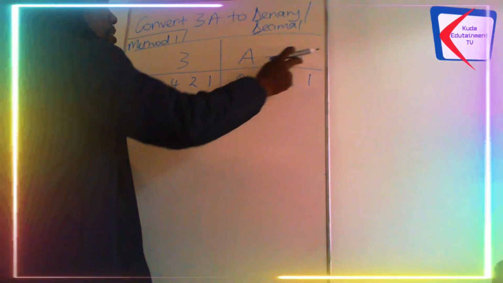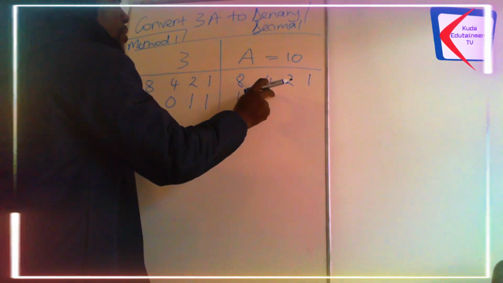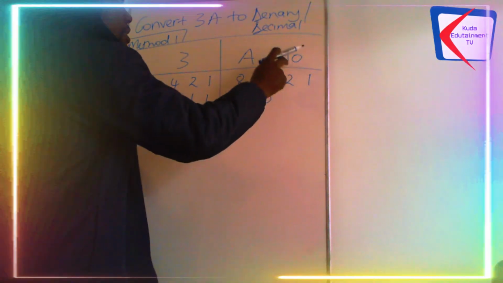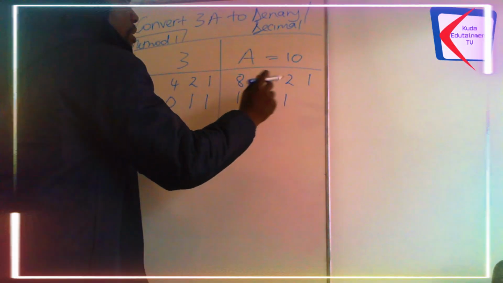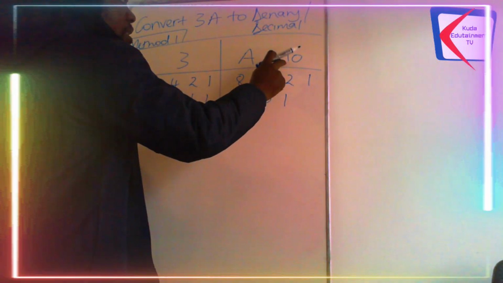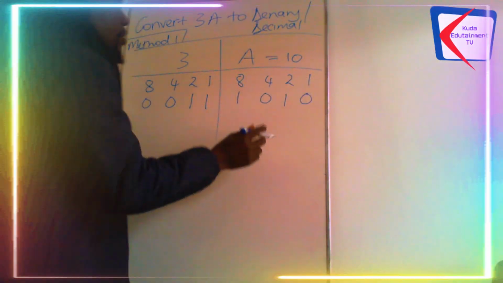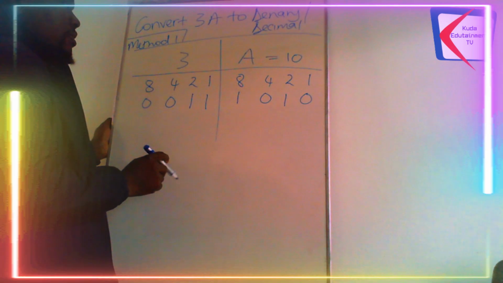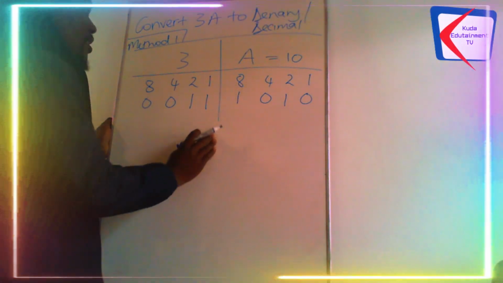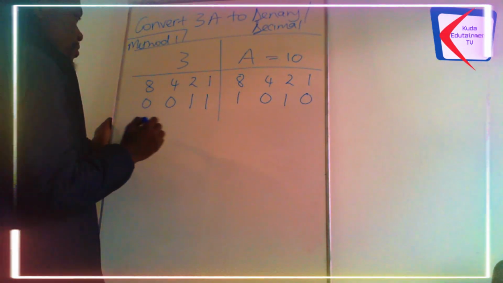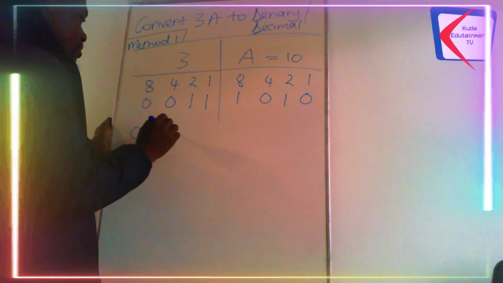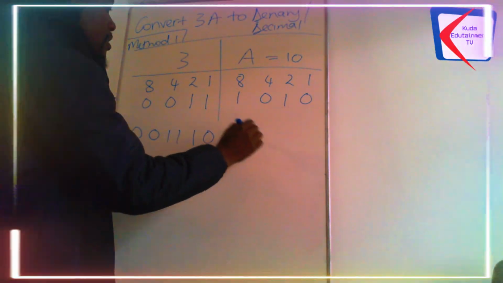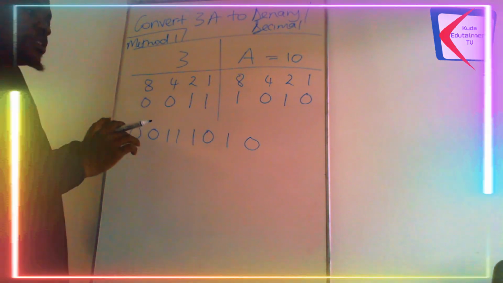So 8 is less than 10, we switch on. 8 plus 4, 12, is greater than 10, we switch off. 8 plus 2 is 10, 10 is equal to 10, we switch on. 10 plus 1, 11, is greater than 10, we switch off. So now we have got the binary numbers for 3 and A, right? So we simply combine these binary numbers to come up with 0, 0, 1, 1, 1, 0, 1, 0. So we now have an 8-bit binary number.